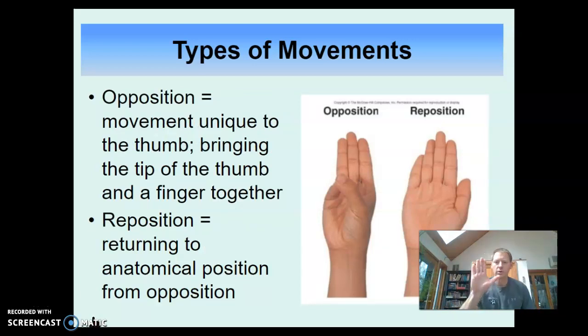Opposition and reposition, again, very straightforward. It's just with your hand, and opposition is your movement of your thumb across your hand towards your pinky, and reposition is away from your pinky. It's, again, unique to that joint. That's the only one. The idea of an opposable thumb is unique to primates. Not many other animals have that opposable thumb.